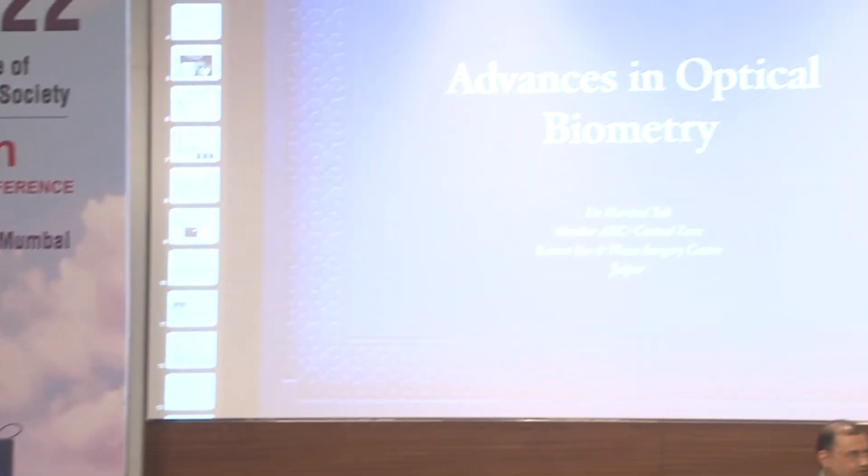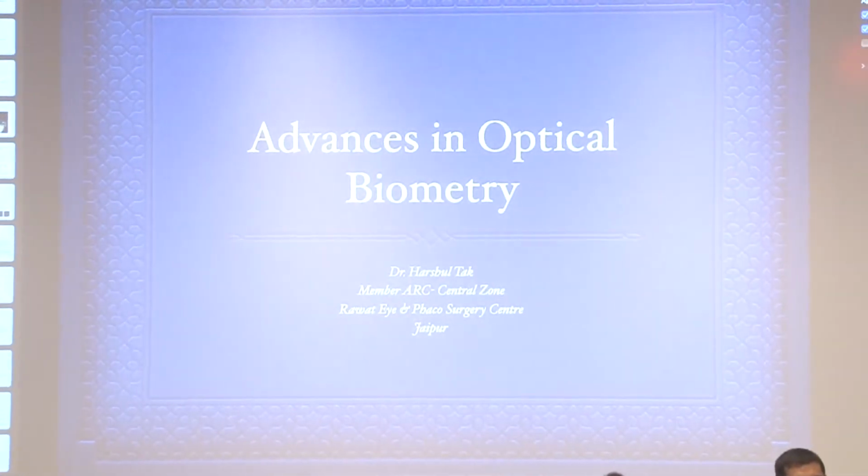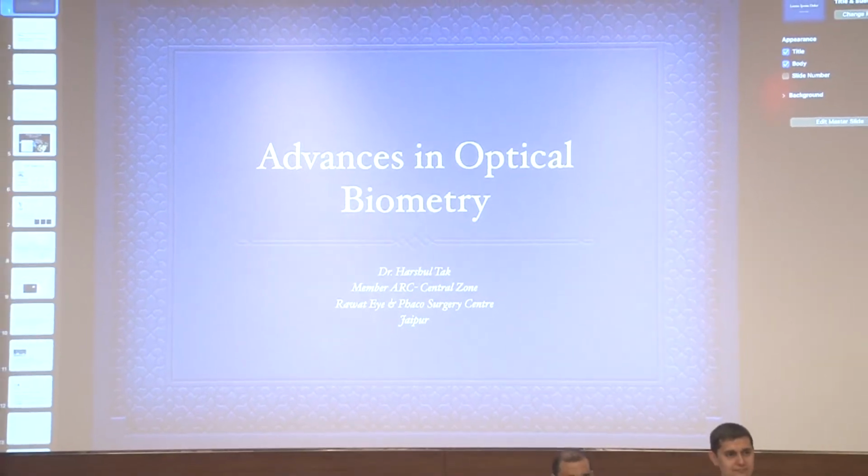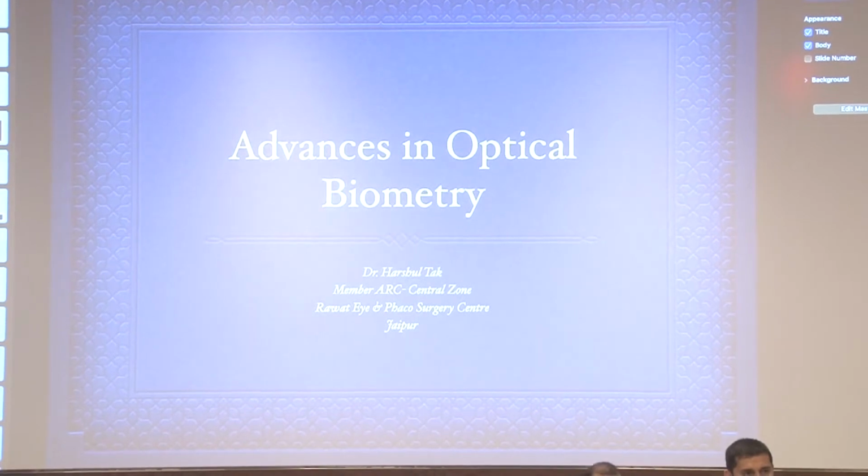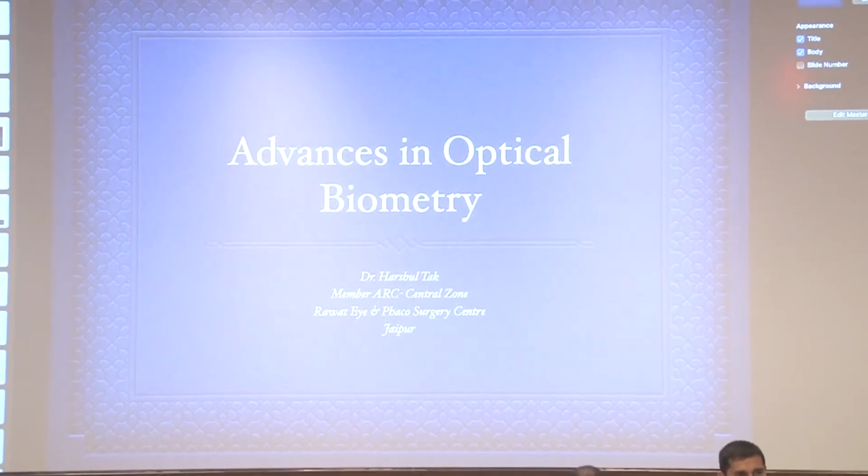So we all know that once the optical biometer IOL Master 500 was introduced in 1990, it changed the way we measure the axial length, especially in all the parameters, we started measuring with exactitude. So let's see what are the advances in biometers.